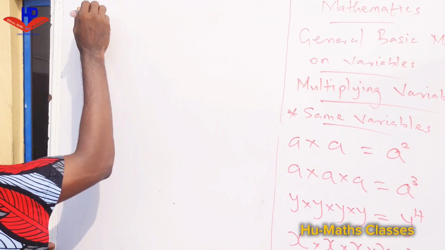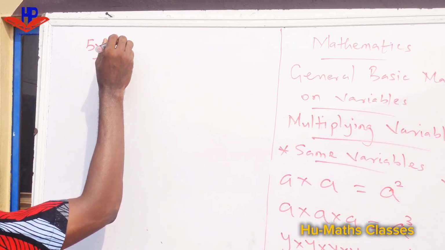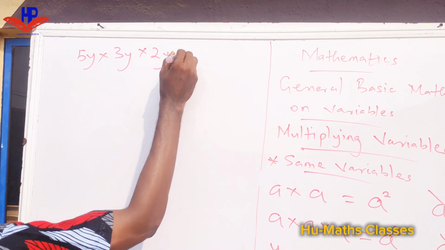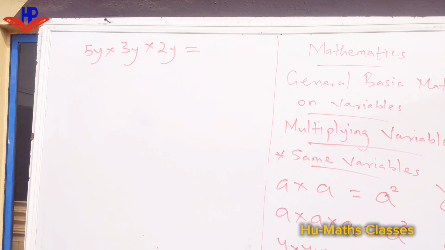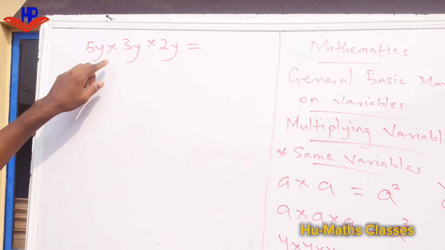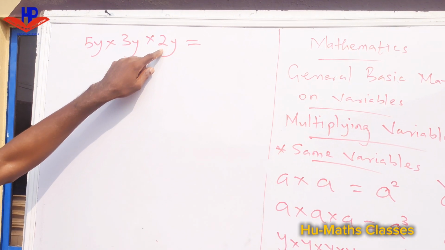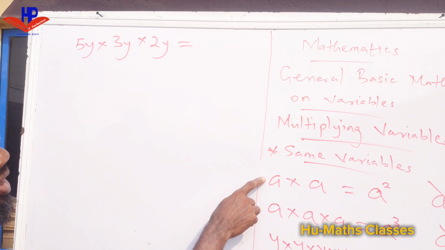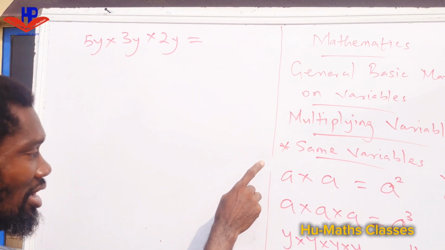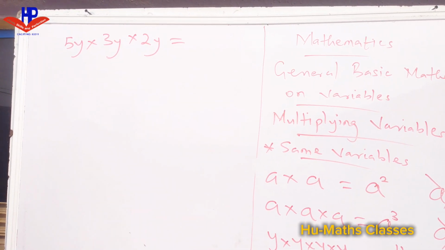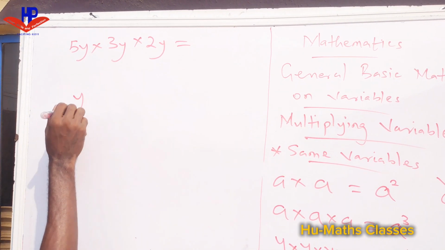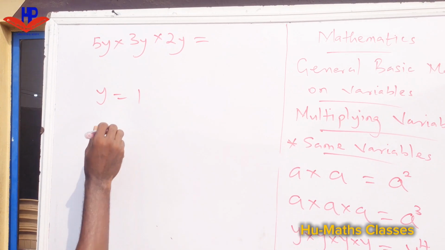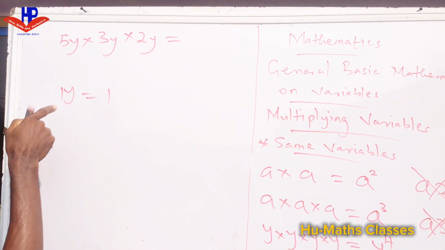Other examples, you have 5y times 3y times 2y. You notice we have 3 coefficients here, 5, 3, and 2. Please note this: when you see a single letter standing without a number attached to it, that letter has 1 as the coefficient. So if you have only y standing, and I ask you what is the coefficient of y, you tell me 1, because it's only 1 y we have there.